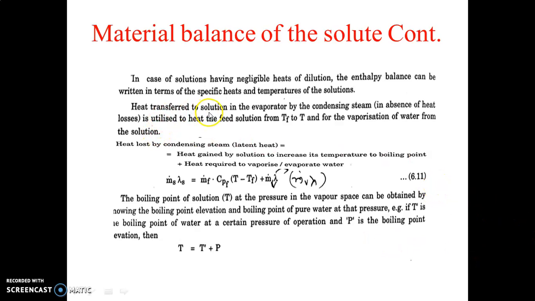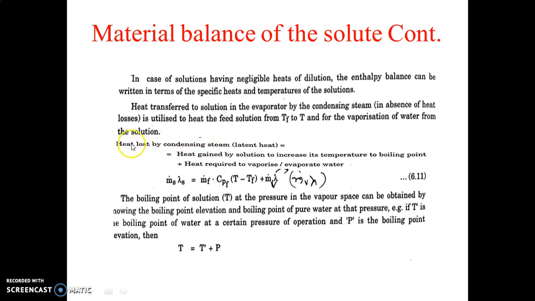So heat is transferred to the solution in the evaporator by condensing steam. That means we are heating that liquid by condensing steam. That steam is utilized to heat the solution from Tf to T, that means from the feed temperature to the boiling point of that solution, and for the vaporization of water from the solution. Then we can write the heat balance.